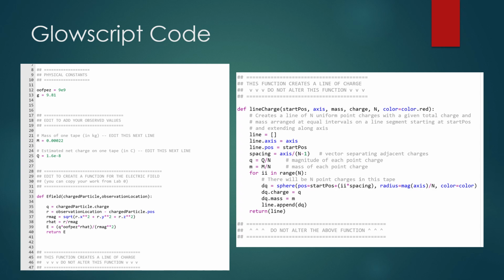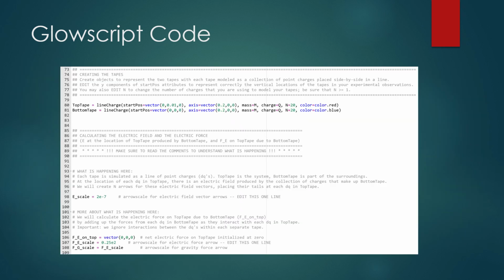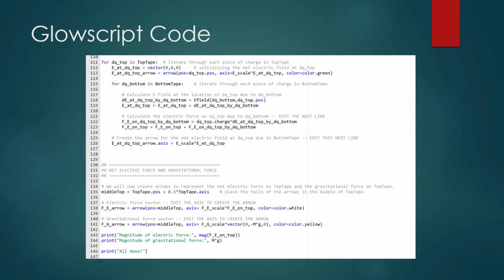And then we have the E field function, which gives out an electric field based on a charged particle and an observation location, and the line charge function, which generates a line of charges. And then here we are creating the top tape line charge and the bottom tape line charge, and where it says n equals 20, that means we are taking a discrete sum of 20 different charges. In this code we denote them as dq, but they are discrete sums. And the E scale that we use to scale the arrows is 2 times 10 to the negative seventh, and we have the force of the electric field scale and the force of gravity scale as well, to make the arrows more visible in the model.